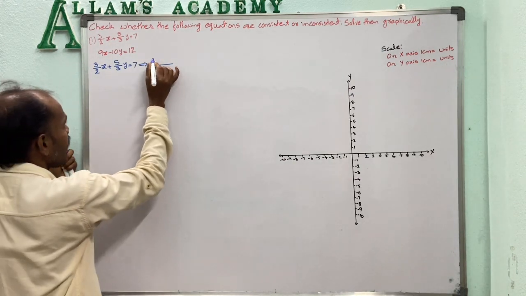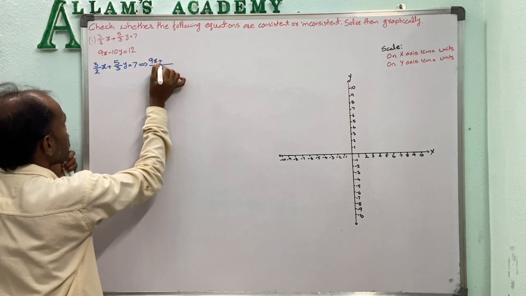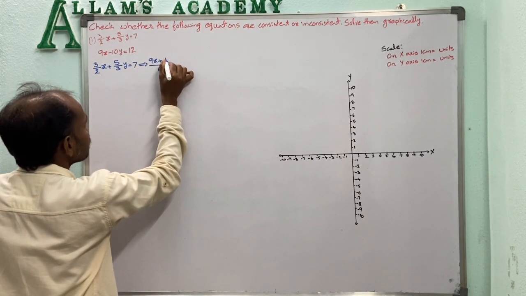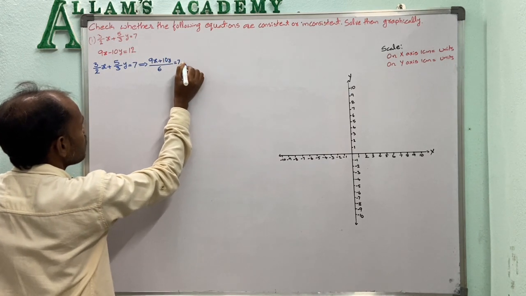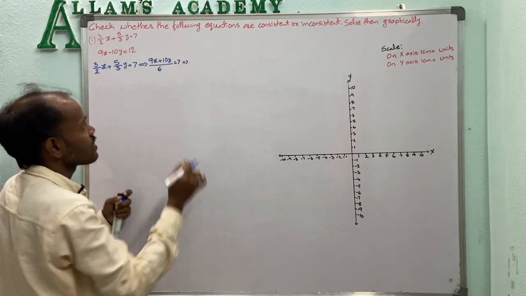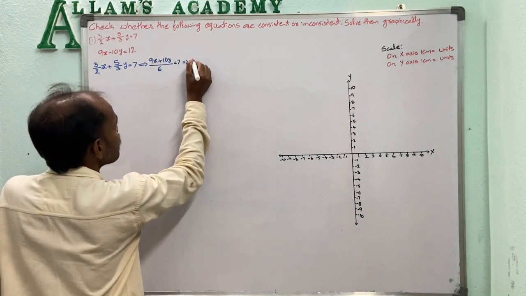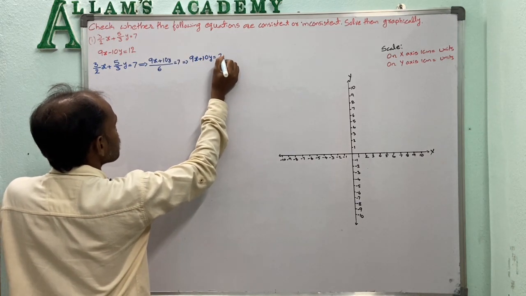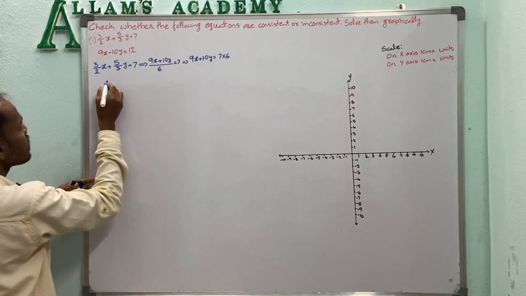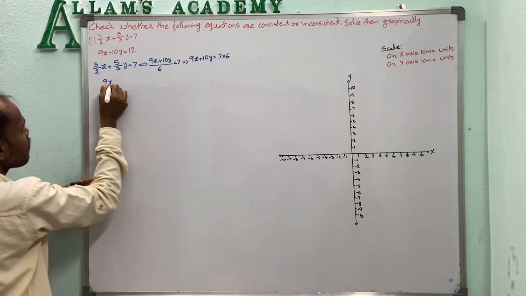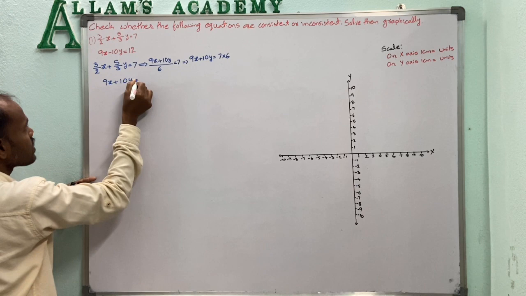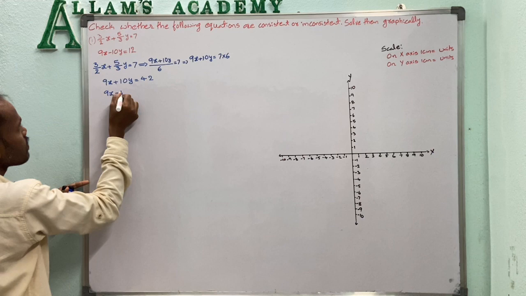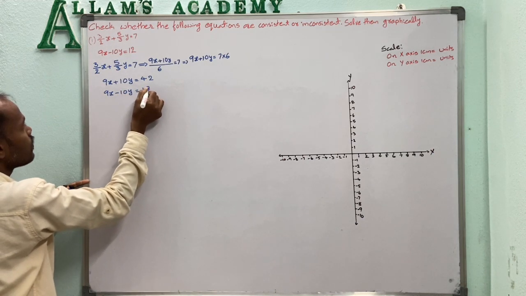So 3 threes are 9, so 9x plus, 3 twos are 6, 5 twos are 10, equal to 7. Now the denominator 6 transfers to this side as multiplication. So 9x plus 10y equal to 7 sixes, which is 42. So the pair of linear equations is 9x plus 10y equal to 42, and the second one, as given, is 9x minus 10y equal to 12.